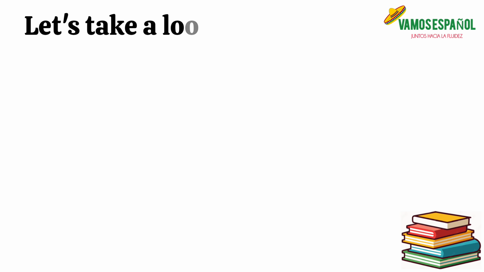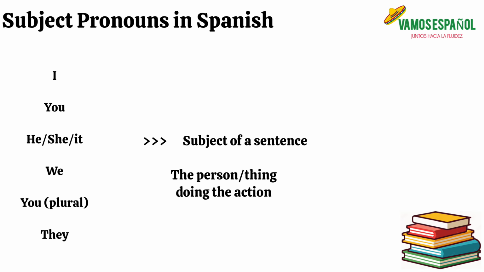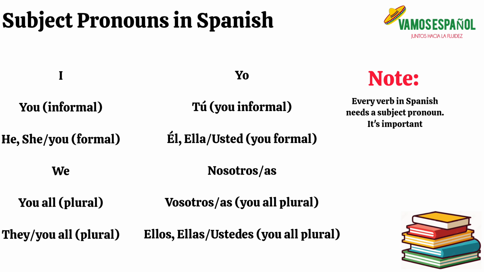Before we talk about verbs, we need to know who's performing the action, and that's where the subject pronouns come in. In English, we have subject pronouns like I, you, he, she, it, we, you plural, and they. They act as the subject of the sentence, the person or thing doing the action. However, this is quite different from Spanish. In Spanish, we take a look at this: yo, tú, él, ella, usted, nosotros, nosotras, vosotros, vosotras, ellos, ellas, ustedes. Vale la pena mencionar que every verb needs a subject, and if you don't know who's performing the action, you will never know how to conjugate a verb.